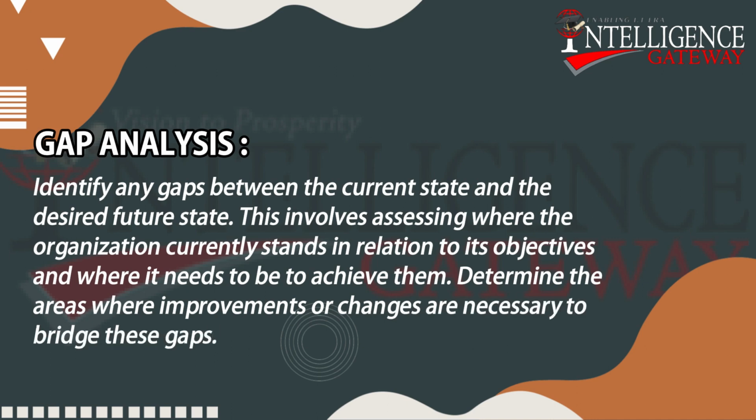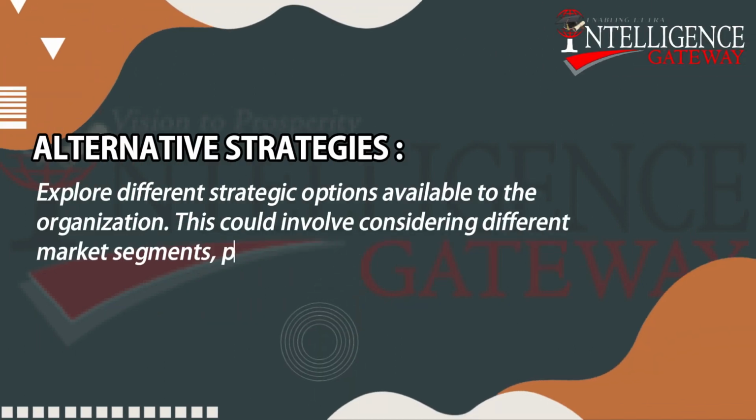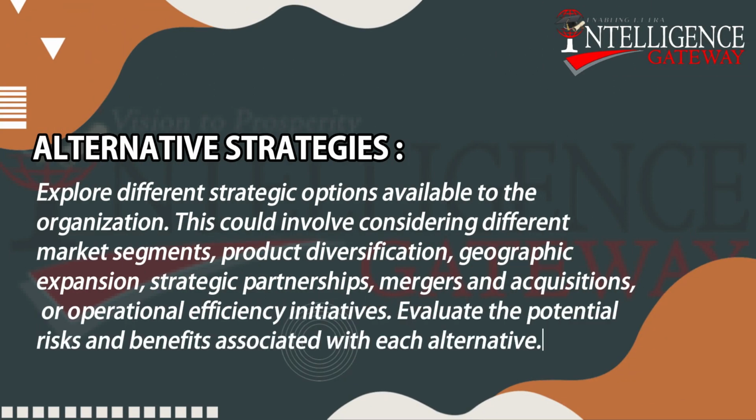This involves assessing where the organization currently stands in relation to its objectives and where it needs to be to achieve them. Determine the areas where improvements or changes are necessary to bridge these gaps. Alternative strategies. Explore different strategic options available to the organization.